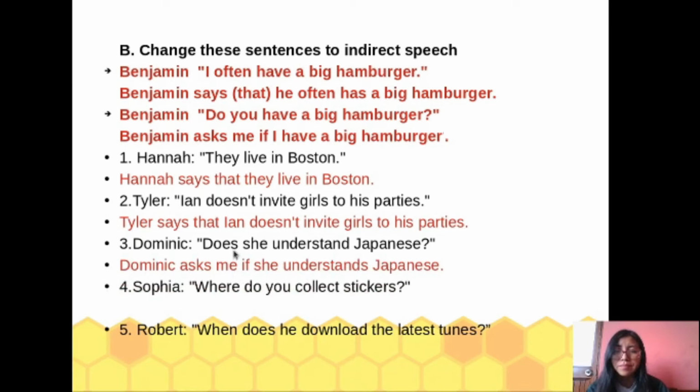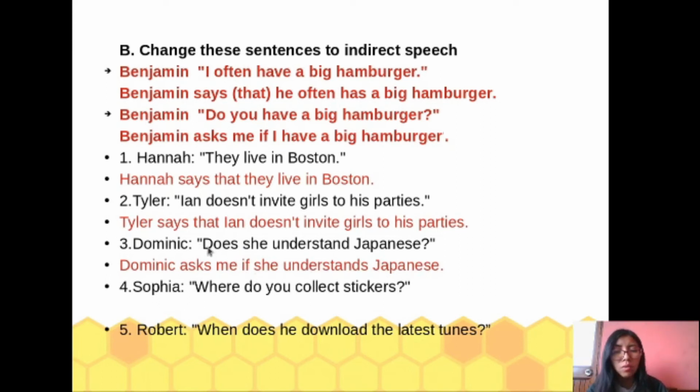Dominique, does she understand Japanese? In this case, pay attention, that is a question, okay? So I am going to use introductory part with ask. Dominique asks me if she understands Japanese. Pay attention to the change. In this case, that is the same. My question starts with the auxiliary do or does, so I have to use if.